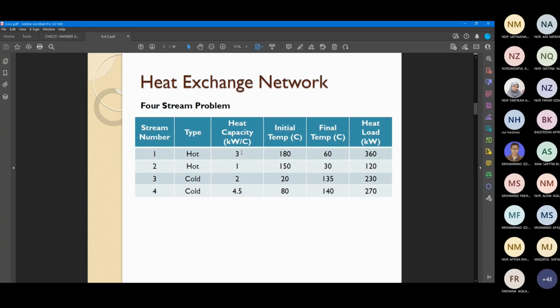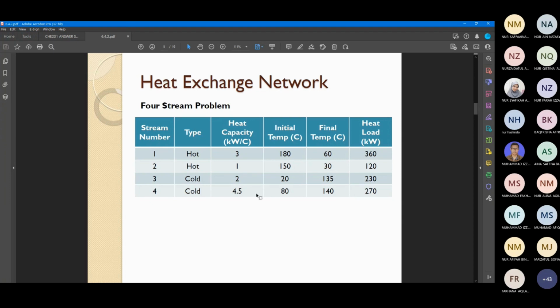All right. So I explained to you how to do the calculation to find the heat load. Meaning that if you have the initial temperature and you would like to have the final temperature, what is the difference between the magnitude of the temperature that you have? That will give you the heat load. The difference in temperature, you multiply with heat capacity to give you the heat load.